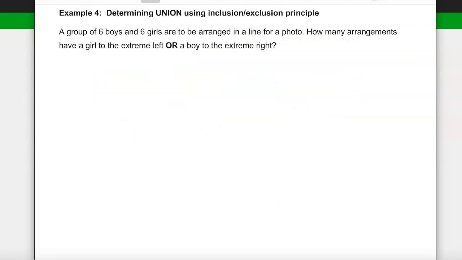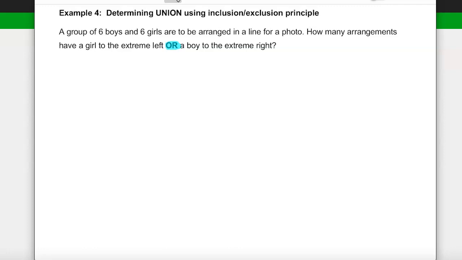In our final example, we're going to have a look at this inclusion-exclusion principle in full swing, if you like. So I've got a group of 6 boys and 6 girls to be arranged in a line for a photo. I want to know how many arrangements have a girl to the extreme left or a boy to the extreme right. Now, because we've got this idea of the or, the union, we have to consider the situations where the girl is on the extreme left and a boy is on the extreme right, or both.